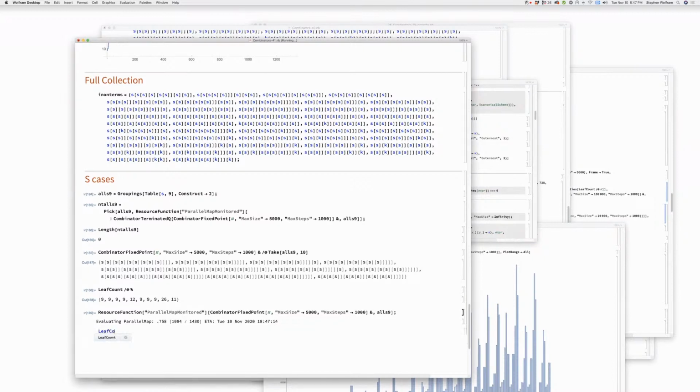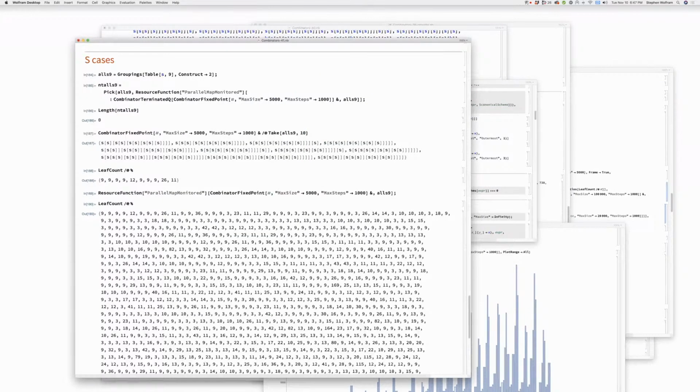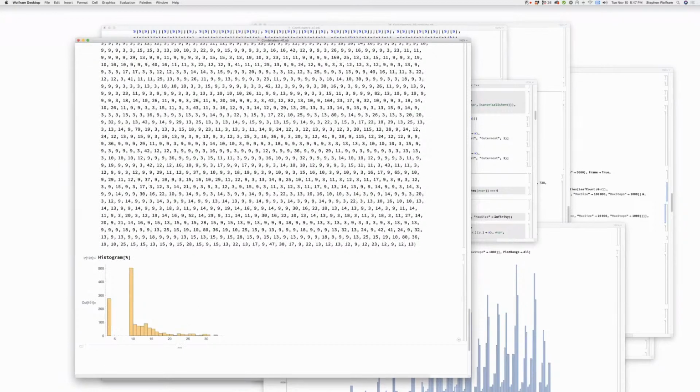Okay, let's get that run. And now, okay, I mean, that looks harmless enough. So there are some there, that's interesting, that there's some that probably terminate after one step that are just like that. Okay, so that looks harmless enough.